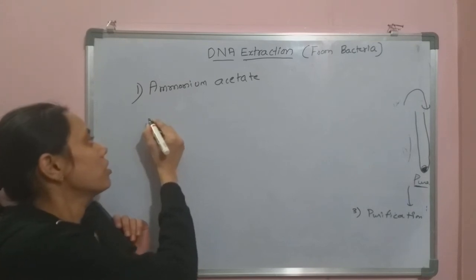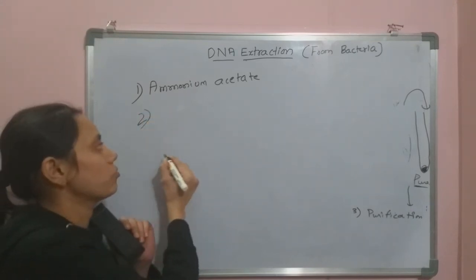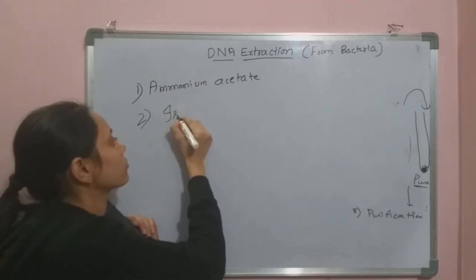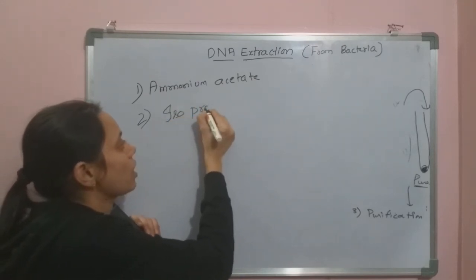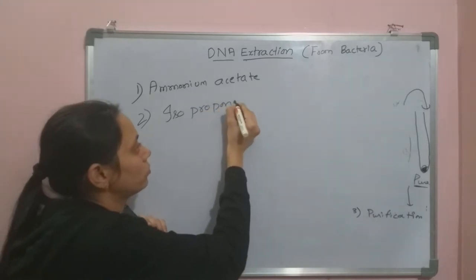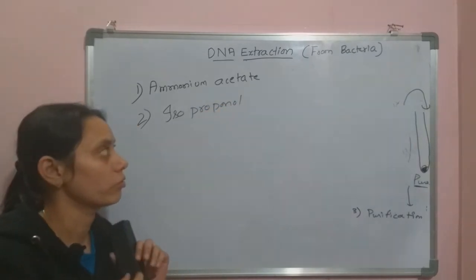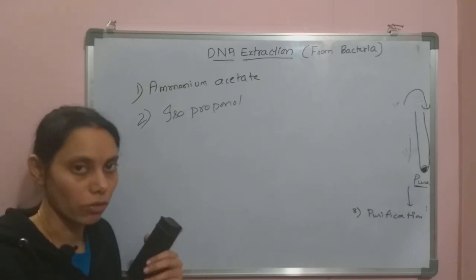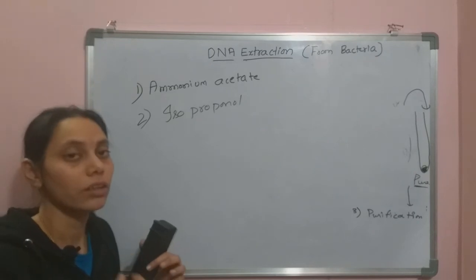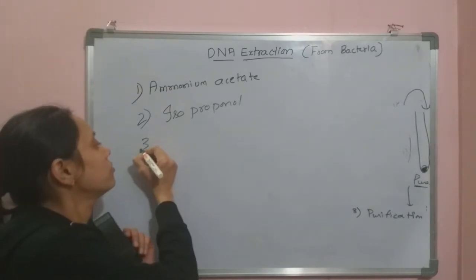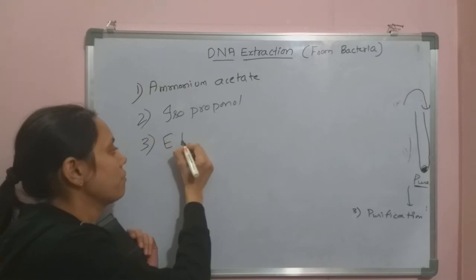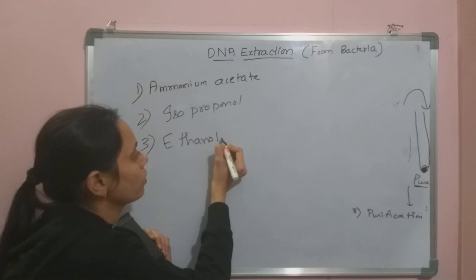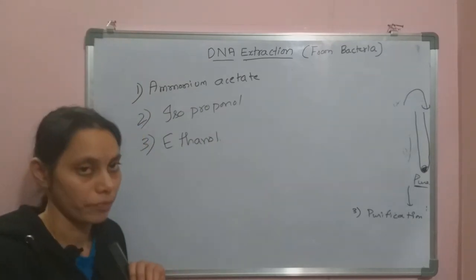After this ammonium acetate treatment we are going to give isopropanol. The isopropanol's work is to increase the affinity of the DNA towards the ethanol that will be added in the last step. So ethanol, which is the major ingredient in the purification, will be added to the DNA.